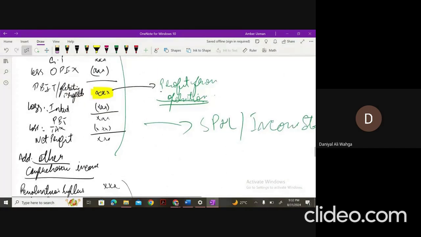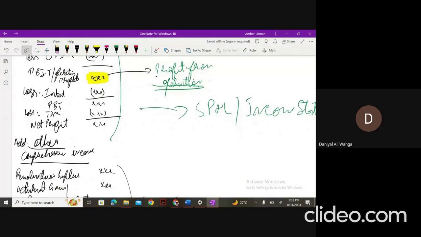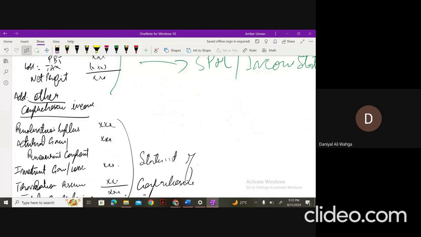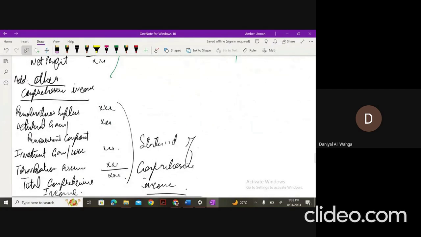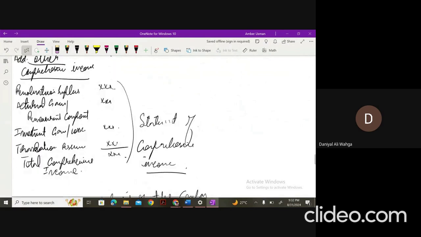If we include another area, that is the other comprehensive income, that is revaluation surplus, gains, remeasurement component, investment gains, and translation reserves. If all of these elements are included, that creates another comprehensive income.